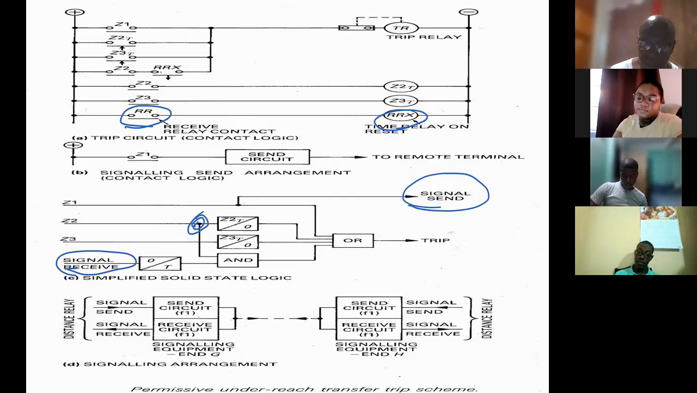A note here. This one says we release after a time t. So it is held there for a time t. And that's where the timer contact would come in. All right.